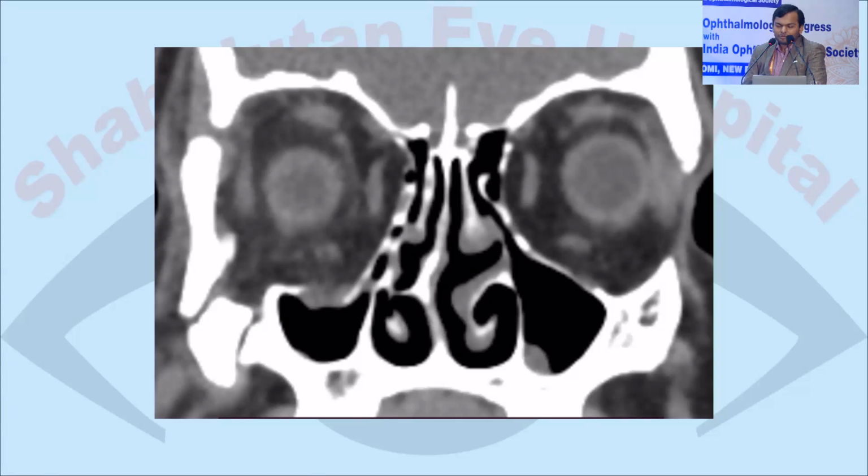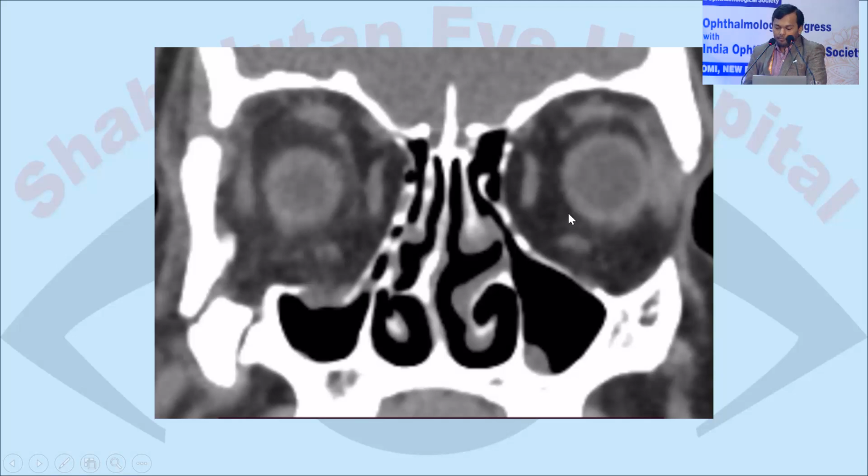History of trauma, and they present with enophthalmos, limitation of movements, diplopia. As we can see here in the right orbit, there is a fracture of the floor, and along with that, there is a fracture of the zygomaticomaxillary complex. And we can see the inferior rectus muscle, which is at a lower position as compared to the left orbit.